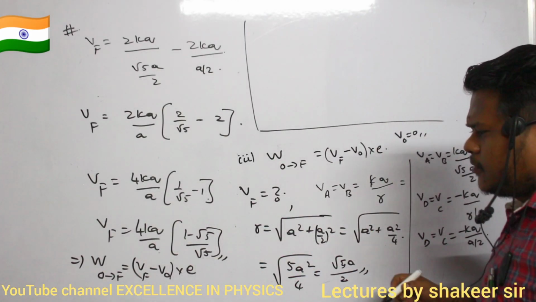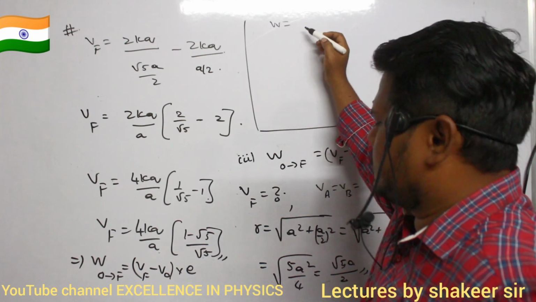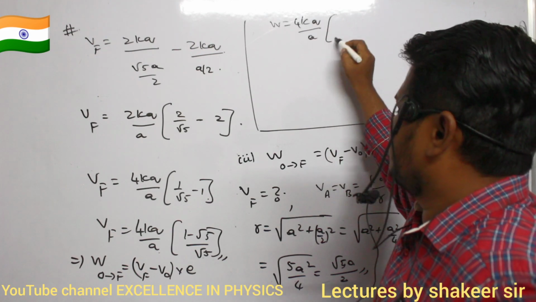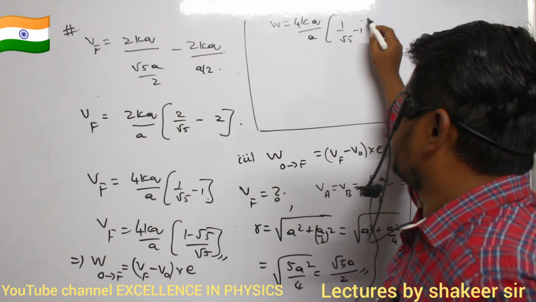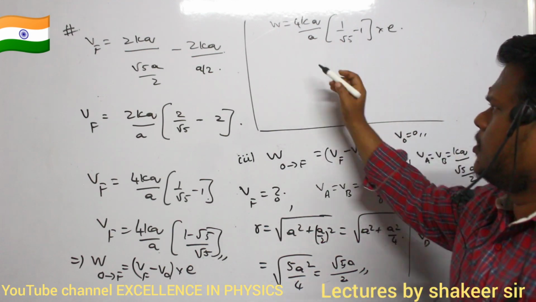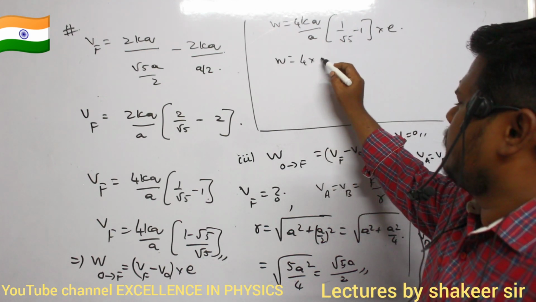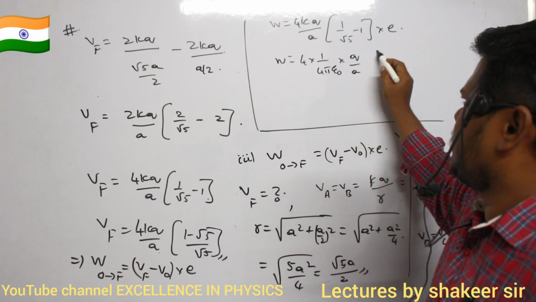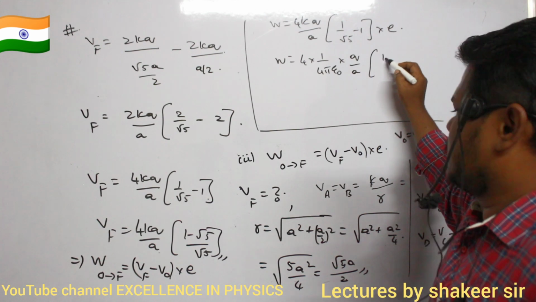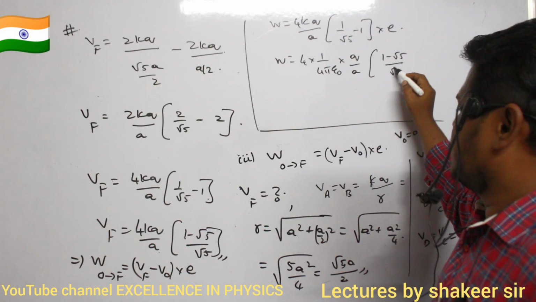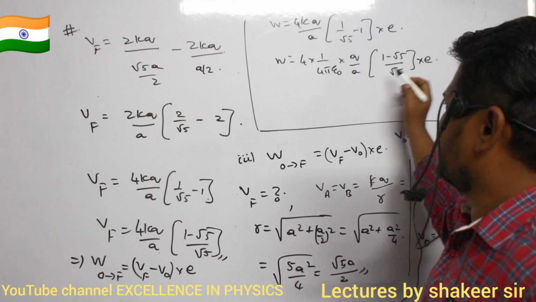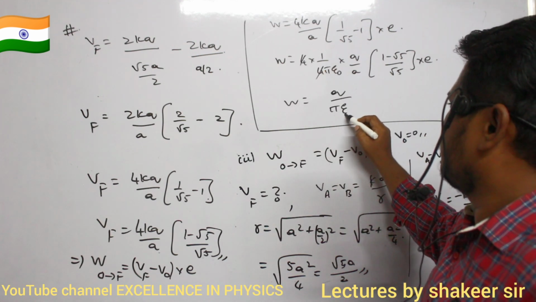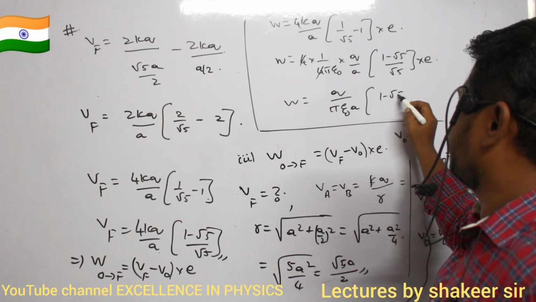So what calculations will we get? Work done is equal to 4kq divided by A multiplied by 1 by root 5 minus 1, multiplied by E. So W is equal to 4 into K, where K is 1 by 4 pi E naught, into Q divided by A into (1 minus root 5) divided by root 5, multiplied by E. So 4 and 4 get cancelled.